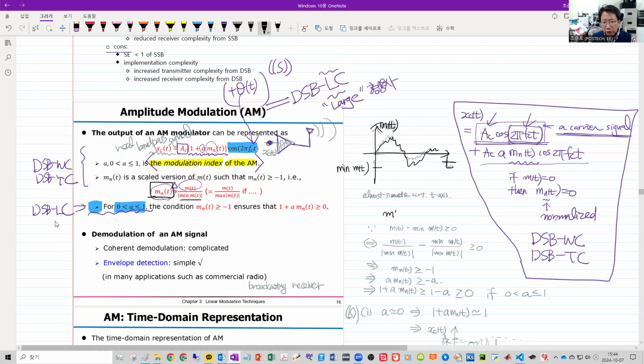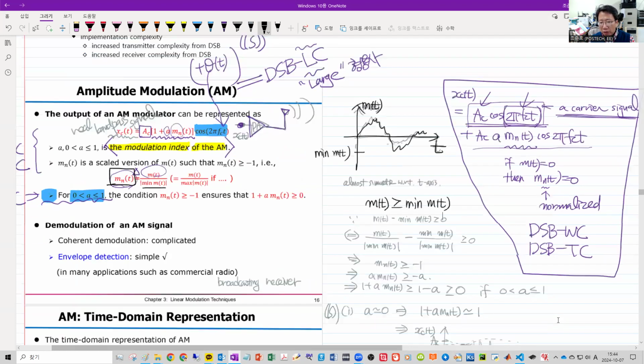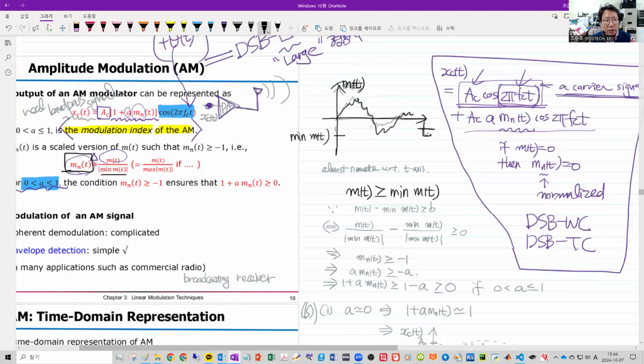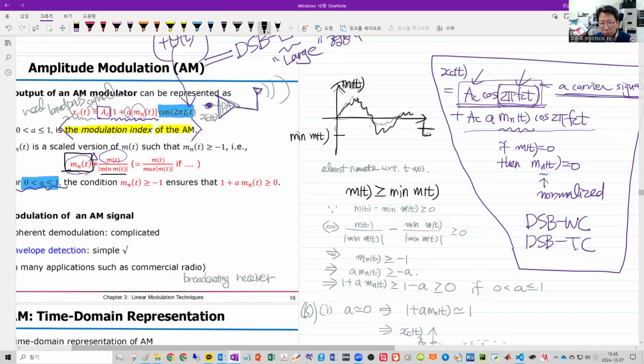So m(t), the message signal, is greater than or equal to the minimum of m(t), right? It's obvious because the minimum is the minimum. And we have this simple manipulation that gives us the understanding of that modulation index. So let me show you.